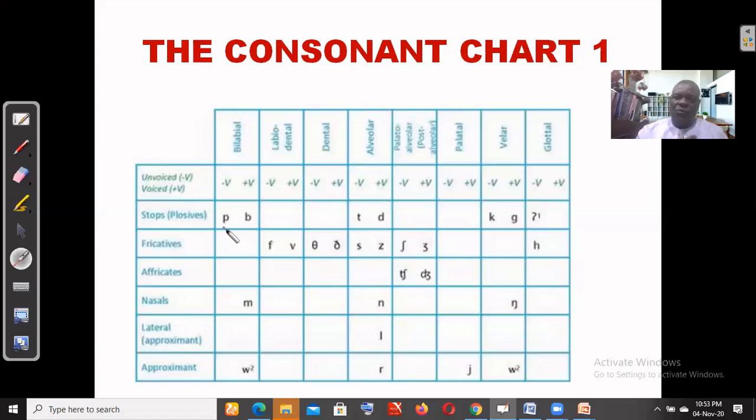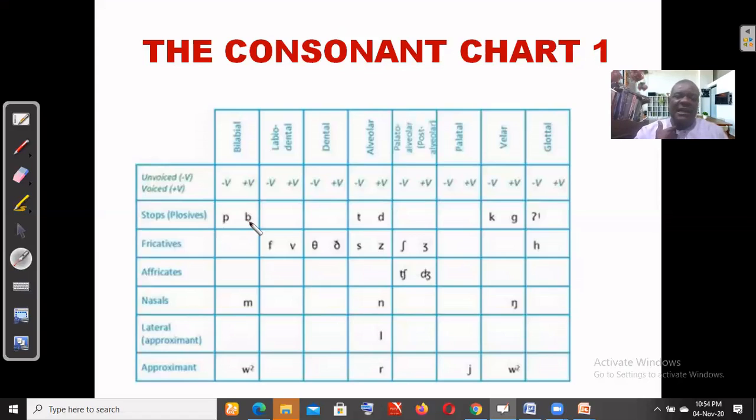And so, watch as I articulate it. P, P. I am trying as much as possible not to add voice to it. And then, even if I add a little voice to it, you discover that there will not be a remarkable vibration. Just place your finger on this lump on your throat. Now let's attempt to pronounce P. P. Okay, let's now go over to B.